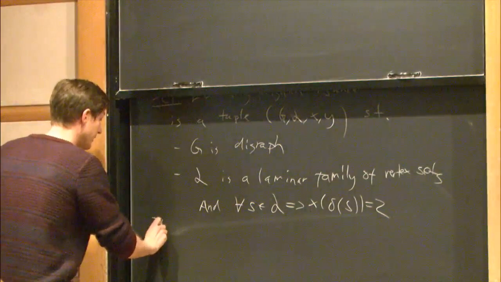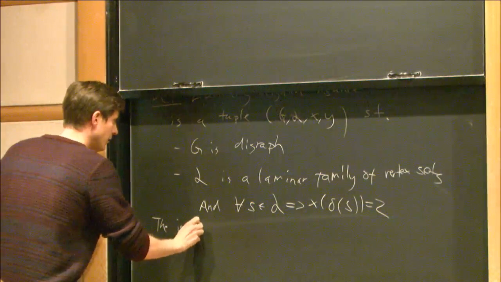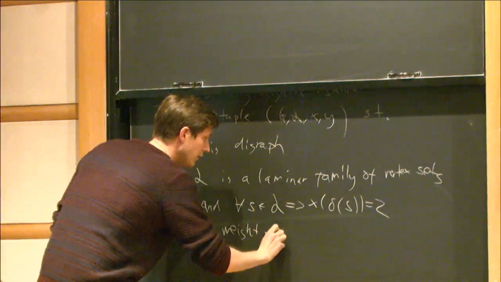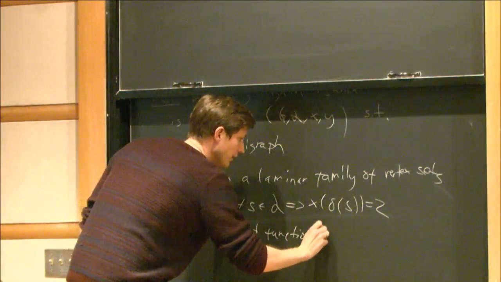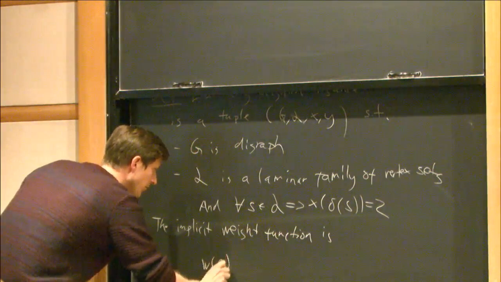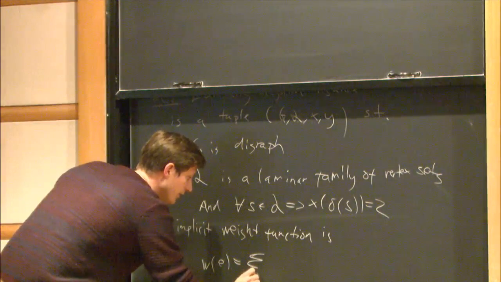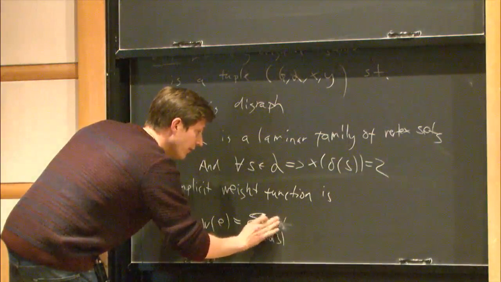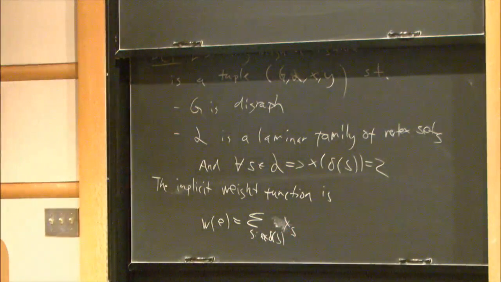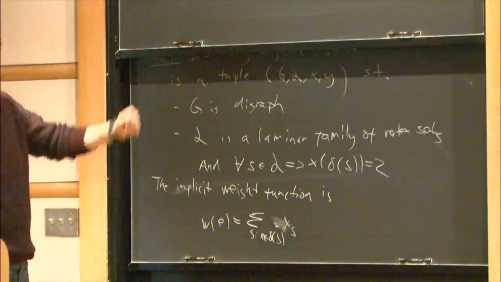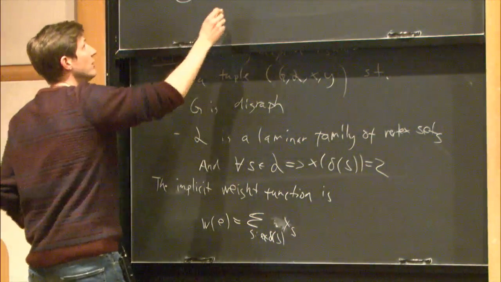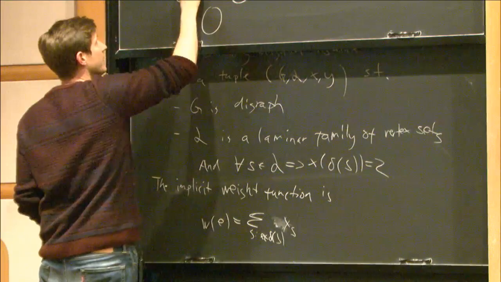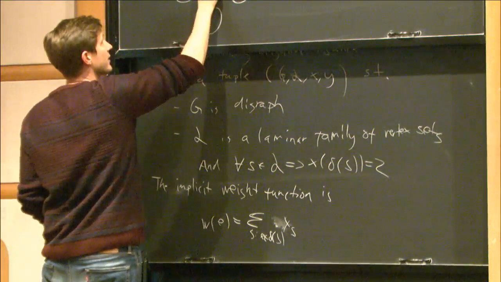Okay, the implicit weight function is the weight of an edge, simply the sum over s such that e is cut by delta s, of y of s. Okay. That's what we had by this reduction. So basically my input now is defined by this lambda family with some weights on y, and the edge weight of an edge is just, in this case, 4 plus 3.